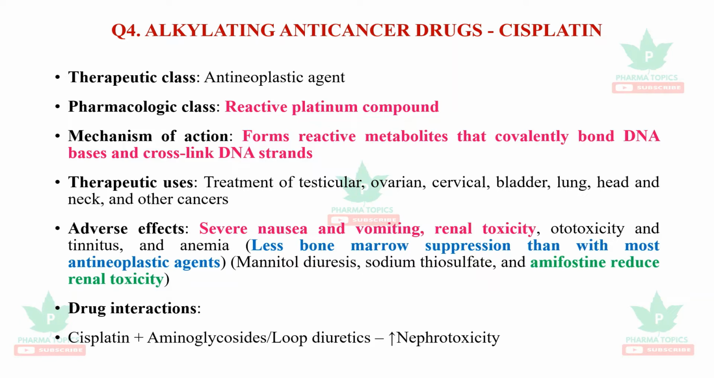When compared to other anti-cancer drugs, it causes less bone marrow depression. To reduce the renal toxicity of cisplatin, amifostine is the antidote which is used. Cisplatin, when co-administered with aminoglycosides or loop diuretics, increases the nephrotoxicity.